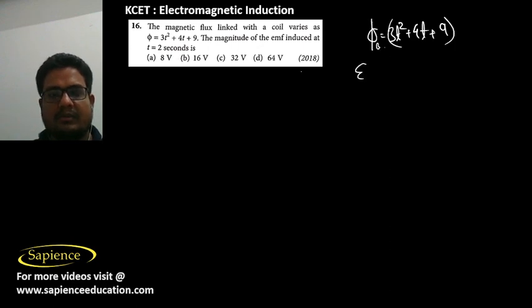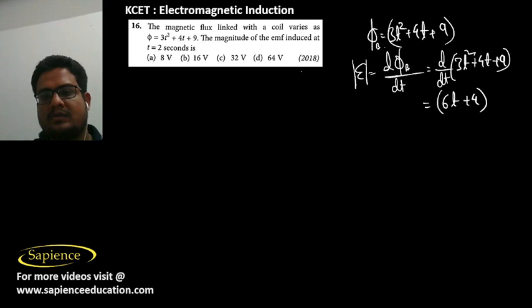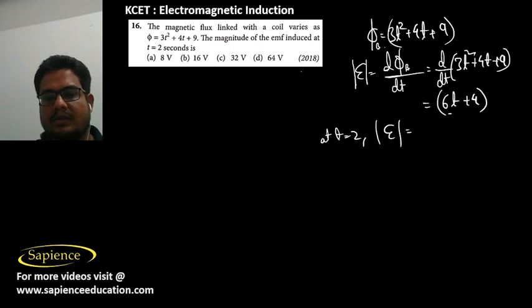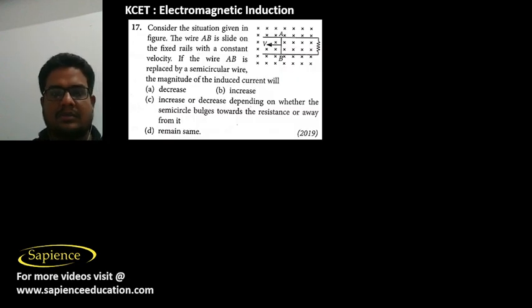What is the magnitude of the induced EMF at t equal to 2 seconds? EMF is equal to d phi by dt, and we have to find only the magnitude. So that is d by dt of 3t square plus 4t plus 9, which will be equal to 6t plus 4. Now at t equal to 2 seconds, the magnitude of induced EMF will be 6 into 2 plus 4 volts, that is 12 plus 4, that is 16 volts. Option B is the correct answer.